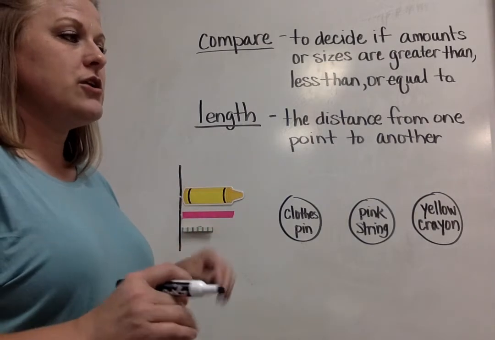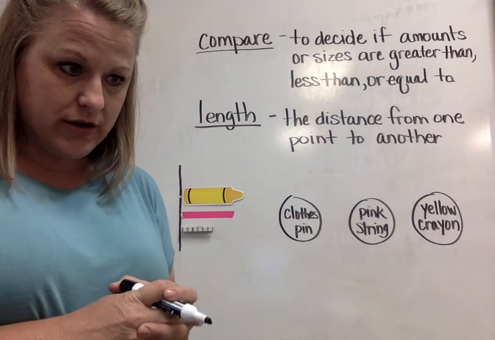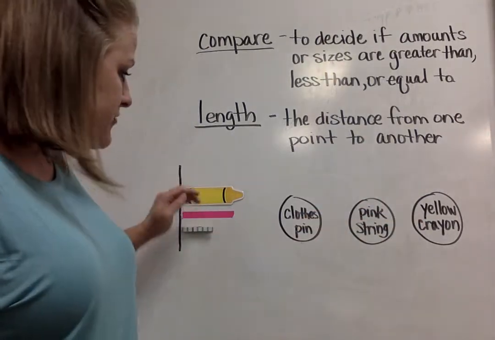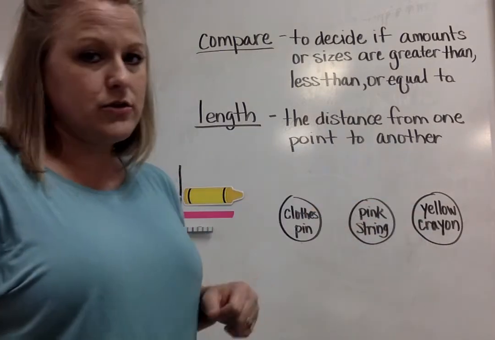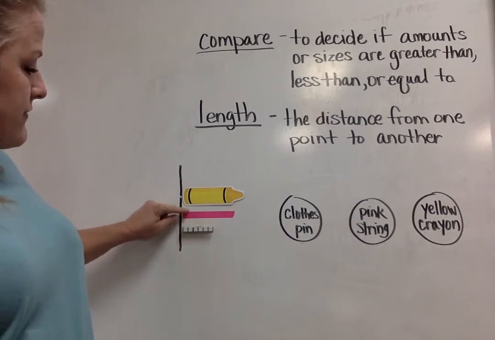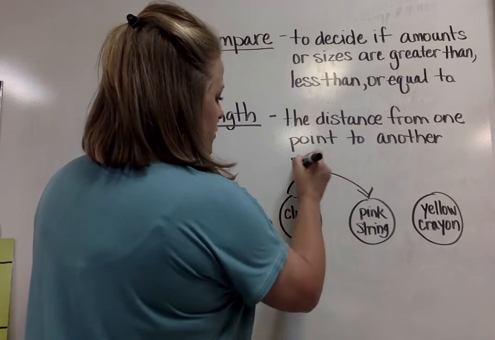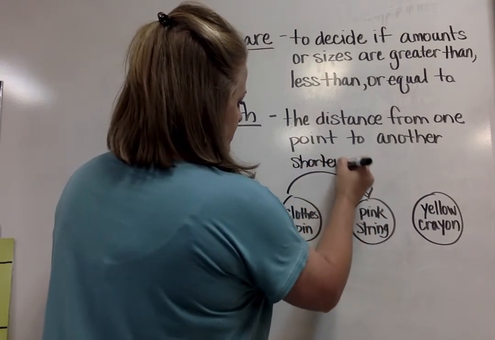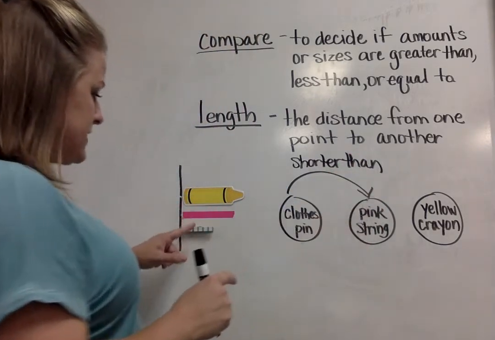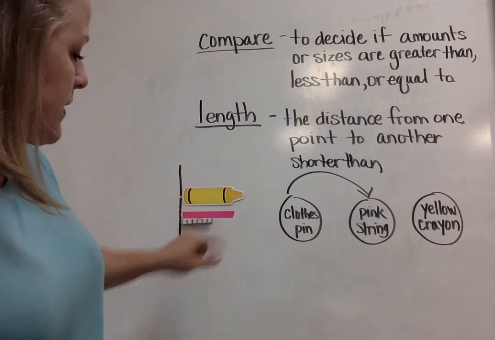But if you wanted to use a diagram to understand it a little better and to answer some of your questions, you could do this. I have three different circles here, and I put all three of my items, a clothespin, the pink string, and the yellow crayon in there. Now, if I'm comparing these two, my clothespin is shorter than the pink string. Wouldn't you agree? Yes, it is. My clothespin is shorter than my pink string.